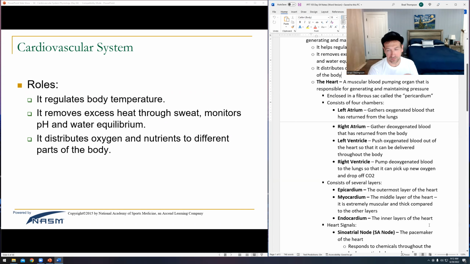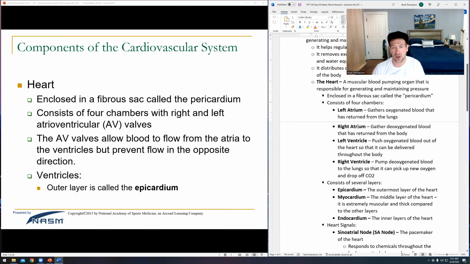So looking at our cardiovascular system, let's go ahead and work our way through some of this anatomy, right? Remember, the system as a whole is the heart, your blood, and your blood vessels, right? So we're going to start with the heart here.